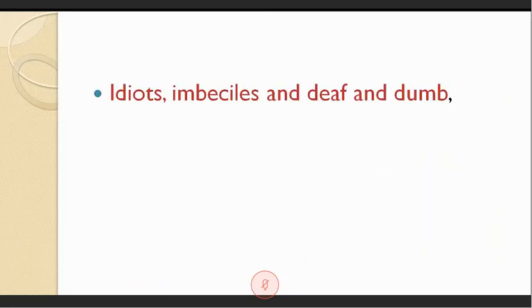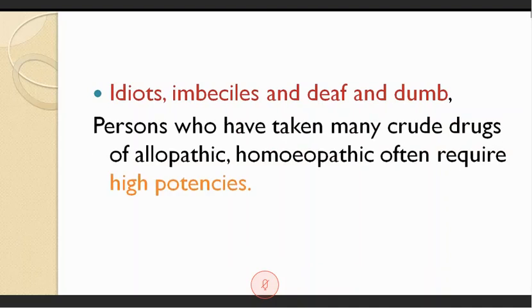Idiots, imbeciles, the deaf and dumb, and persons who have taken many crude drugs, allopathic or homeopathic, often require high potencies. Here is another hint I can give you. If patients come from the allopathic side and say, sir, I'm taking allopathic treatment for 10 years, for 15 years, but there is no relief, in these patients you can start with higher potencies. You can go for 1M, 10M potencies because they have taken material doses.